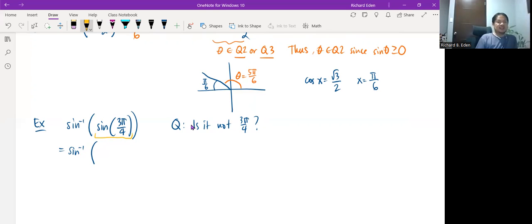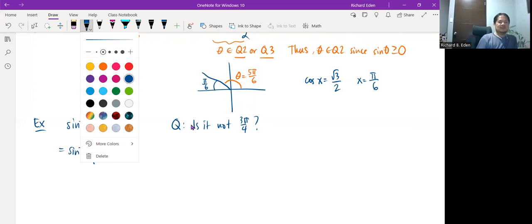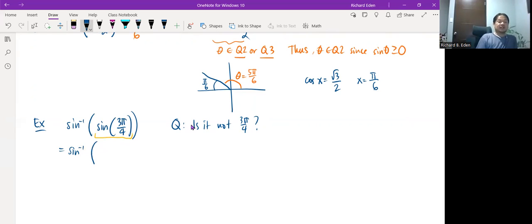Setting aside the out of range considerations, one step at a time. What is the sine of 3 pi over 4? If it helps, in which quadrant can we find 3 pi over 4? 3 pi over 4, that's 135 degrees. 135 is in the second quadrant.